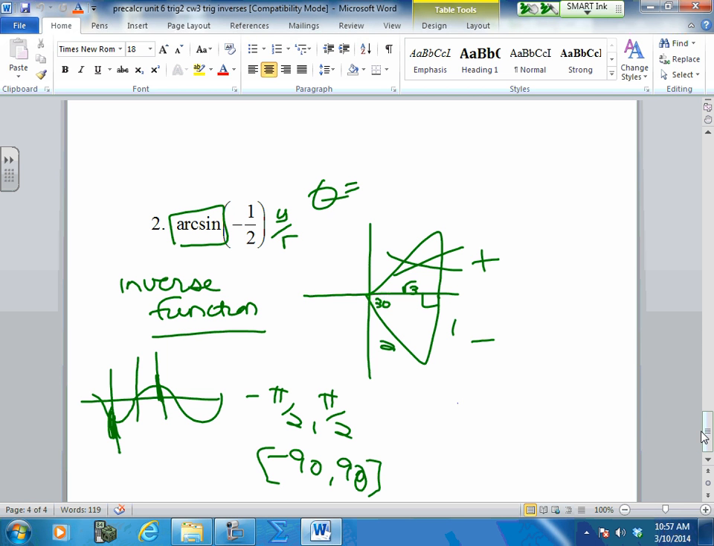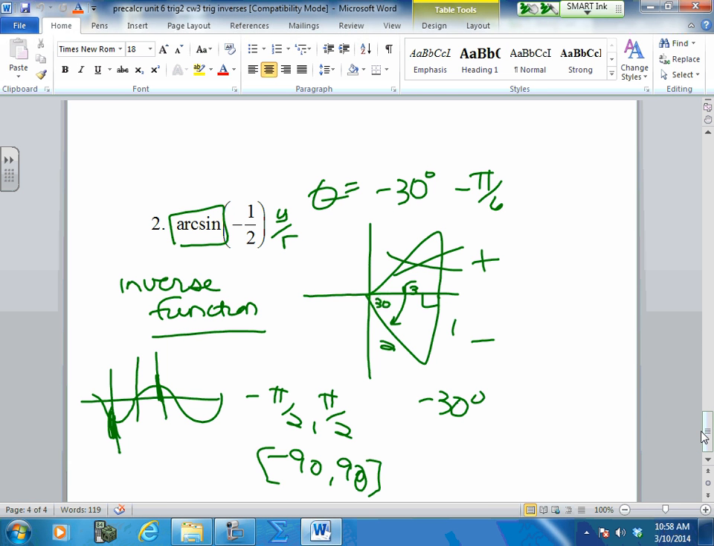What angle in my restricted domain has a sine of negative 1/2? 30 would put me over here. Negative 30. You can't go all the way around because I can only be from here to here. So negative 30 or negative pi over 6, because my domain can only go from negative 90 to positive 90. If I did 360 minus 30, that puts me out of my allowable domain, at 330. I can't be there.